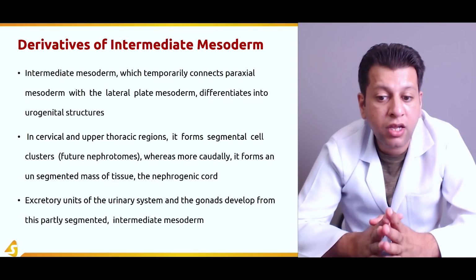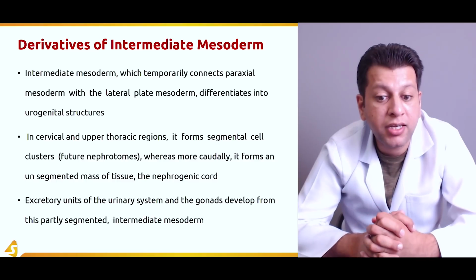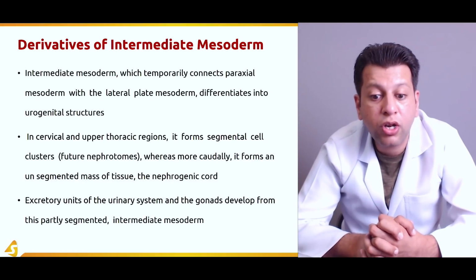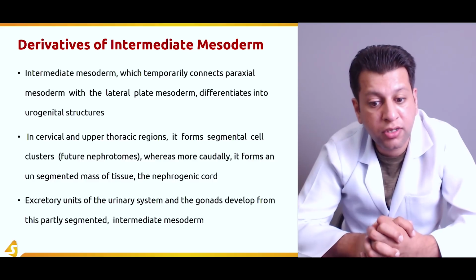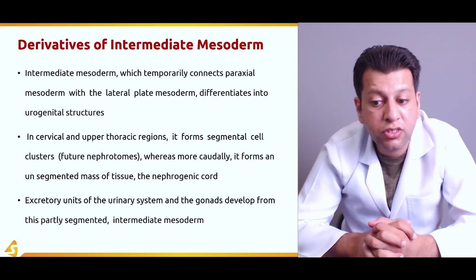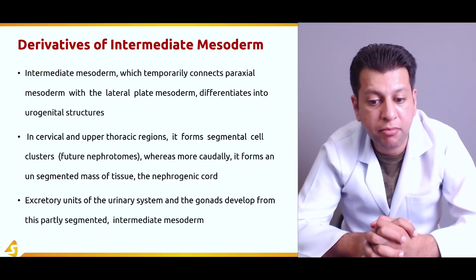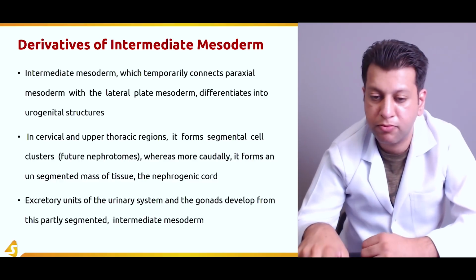In the cervical and upper thoracic region, it forms the segmental cell clusters called the future nephrotomes, whereas more caudally it forms an unsegmented mass of tissue, the nephrogenic cord. Excretory units of the urinary system and gonads develop from the partly segmented intermediate mesoderm.